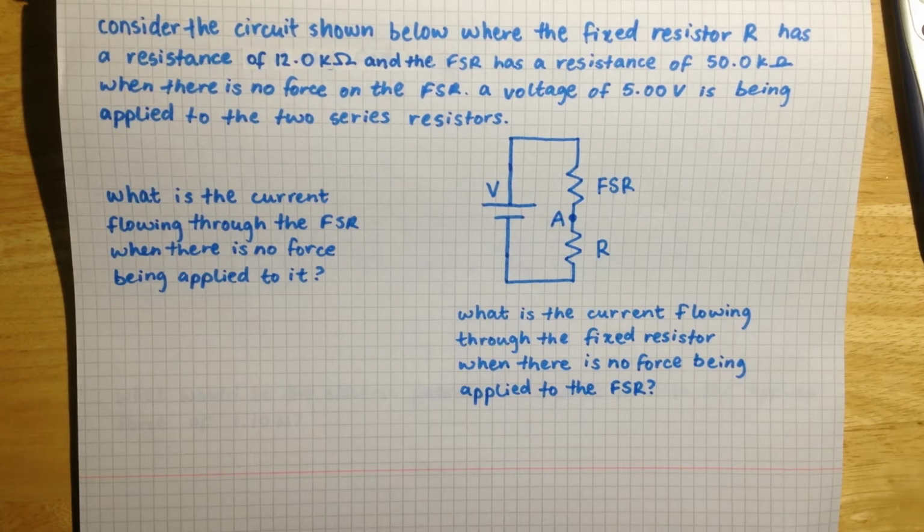Consider the circuit shown below where the fixed resistor R has a resistance of 12.0 kiloohms and the FSR has a resistance of 50 kiloohms when there is no force on the FSR. A voltage of 5 volts is being applied to the two series resistors. So first off, let's just label the values that they have given us on this little diagram.